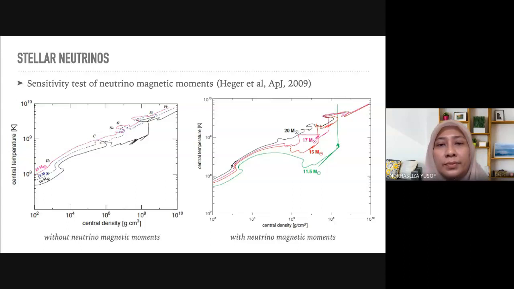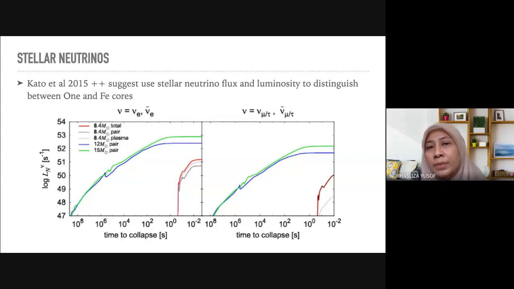Next, in 2015, a Japanese group, Kato, proposed that we use the stellar neutrino flux and luminosity to distinguish different cores when the star evolves. Different masses of massive stars will produce different cores, the core being what exists before it explodes as a supernova. Some stars will stop when they produce an oxygen-neon core. O-Ne is not one, it's an oxygen-neon core. Another, the typical one, is the ferrum core, or iron core.